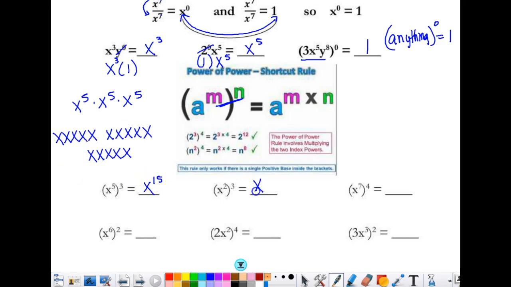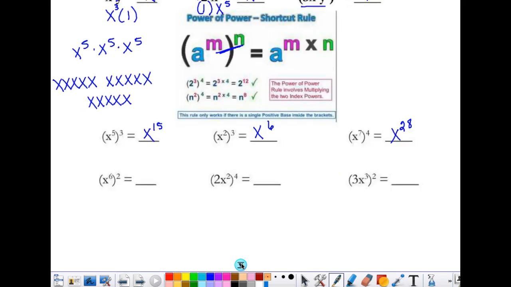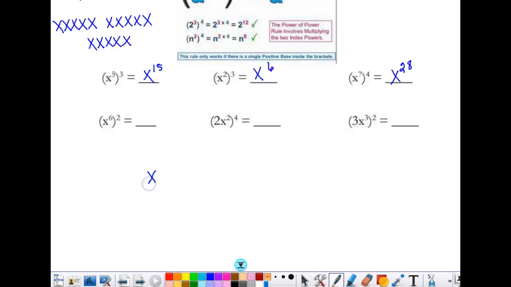So this is x to the 6th. This is x to the 28th. We're multiplying. And it's not hard, but you have to just kind of stay on top of your brain so that it doesn't do something silly like add. So this is x, whoops, this is x to the 12th.